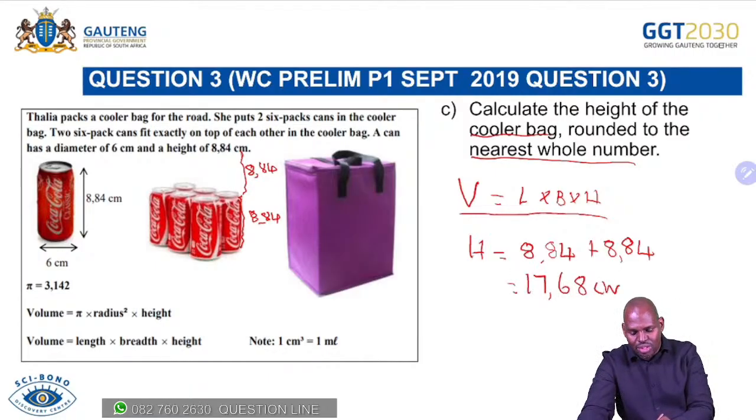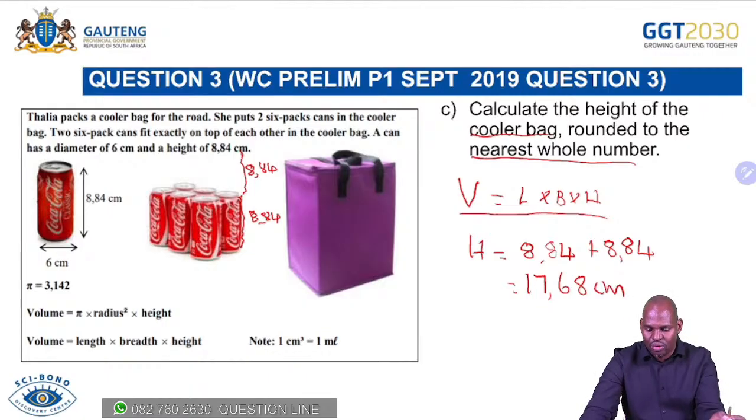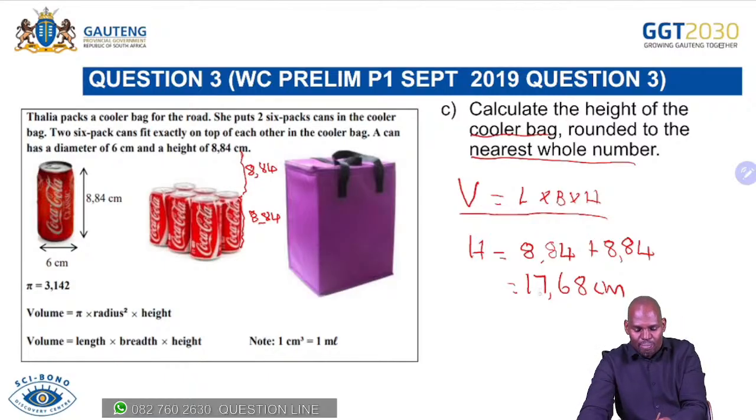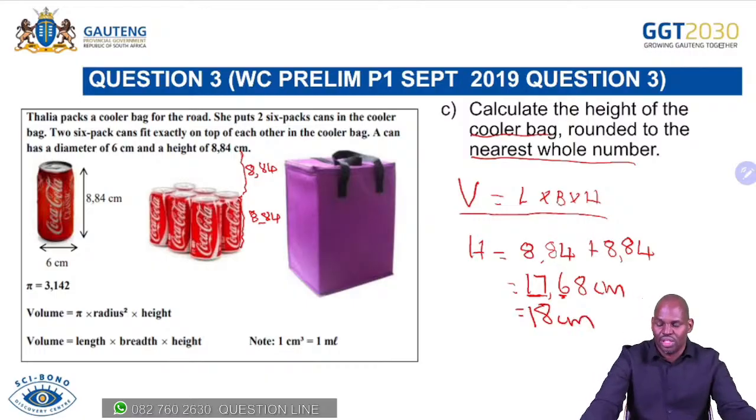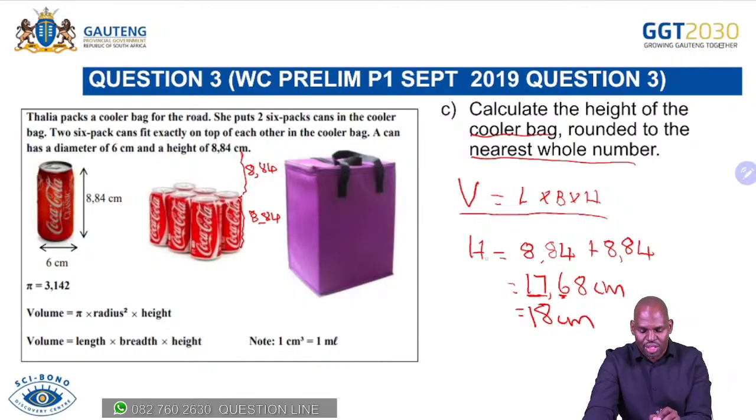17.68 centimeters. That is the height of the cooler bag, but they say rounded to the nearest whole number. Again, to the nearest whole number, when we round off, it will either remain the same or change to the higher number. The first digit after the comma is 5 or more. So if it's 5 or more, this will change to the higher number, so it becomes 18 centimeters. So 18 centimeters is actually the height of the cooler bag because 2 packs will fit exactly. So it's going to be 18. So the formula there was not going to help us with anything.